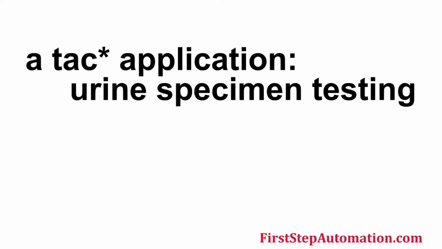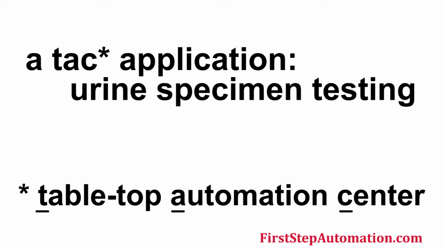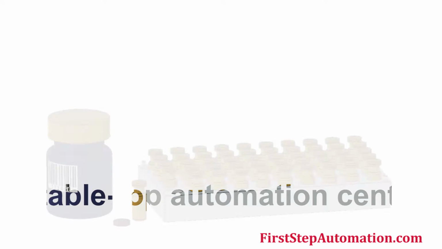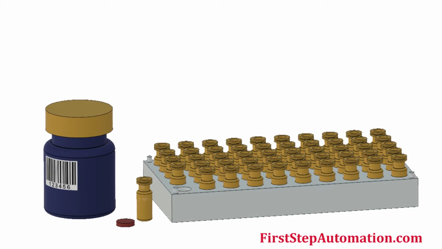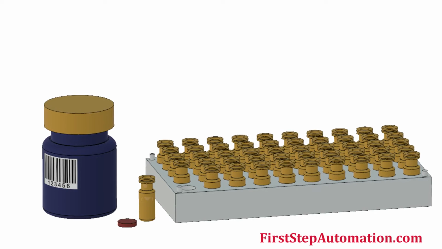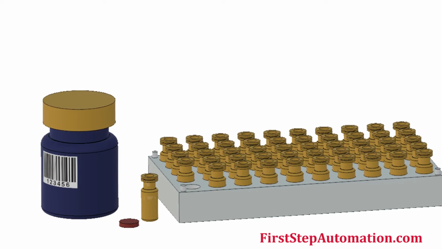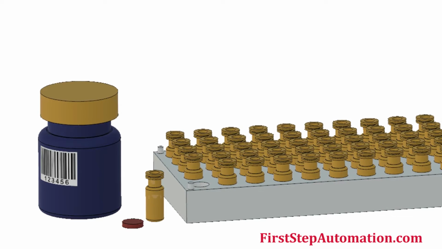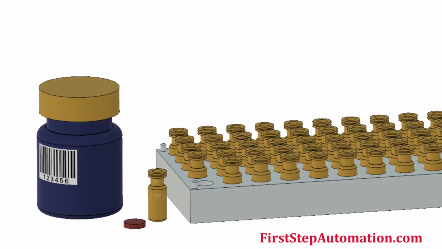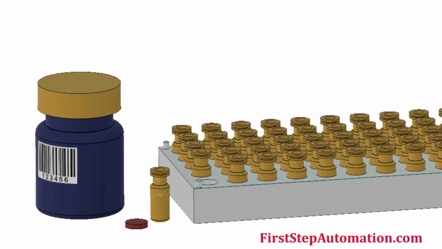This video shows an animation of the TAC, the Tabletop Automation Center, performing a hypothetical testing of urine specimens. While the animation is not fully complete, it provides a look at one type of biotech application. The operation involves trays of commercially available plastic vials and urine specimen bottles.